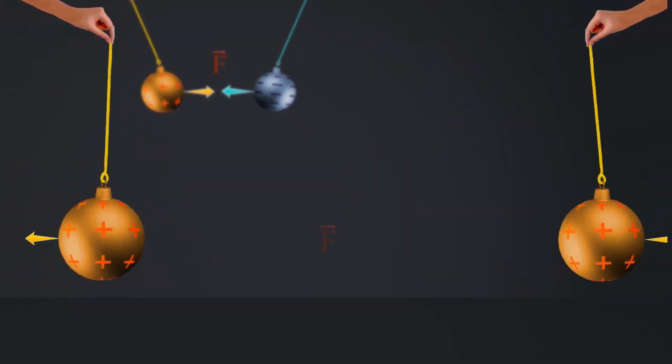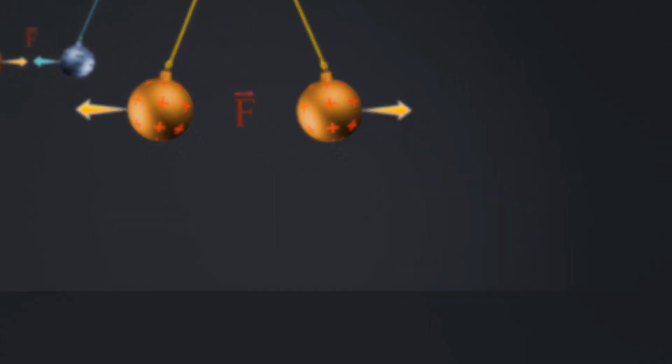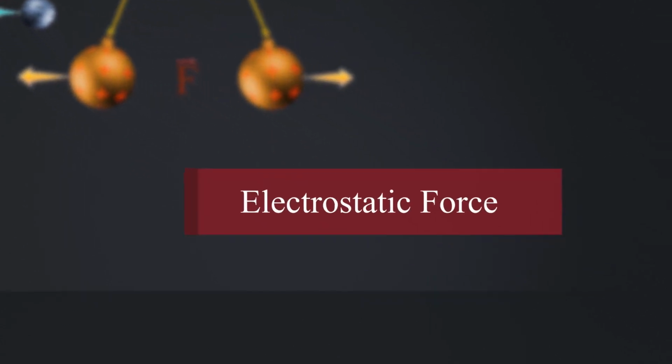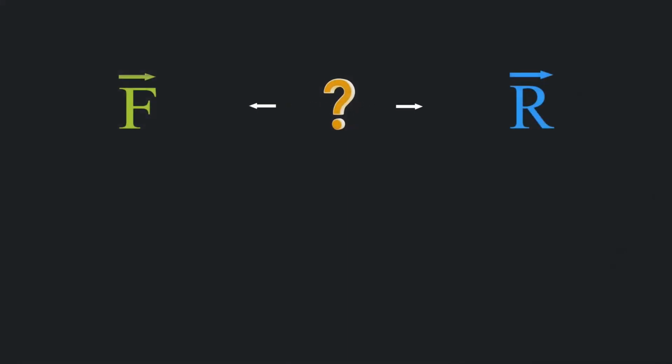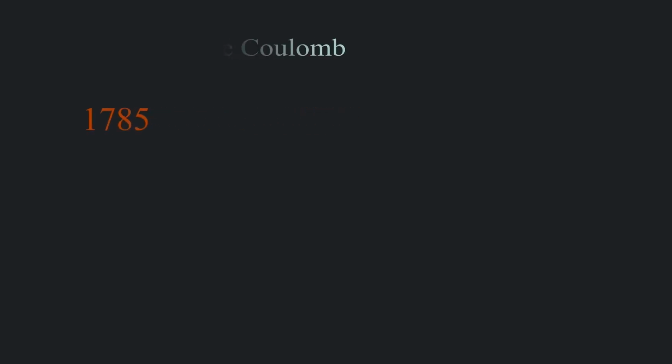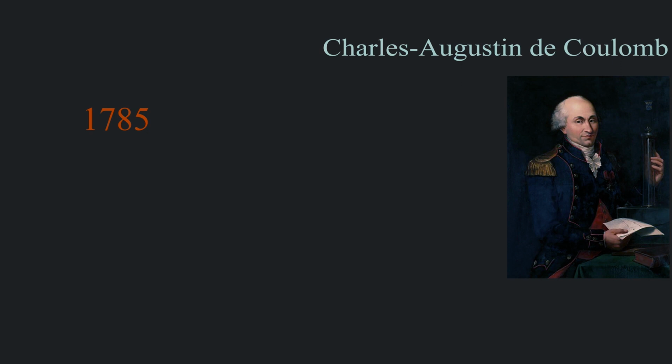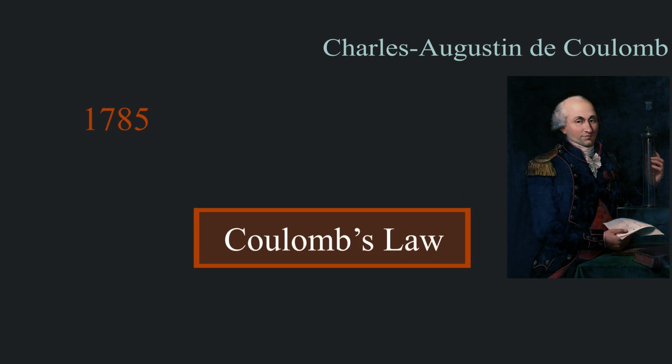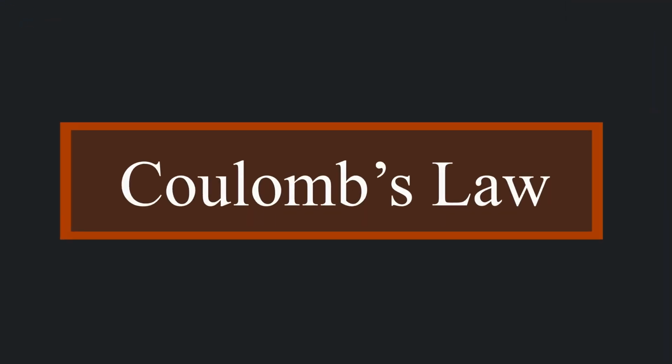When charged objects are brought closer, they feel forces, what we call electrostatic force. But the question is, how does this force change in relation to the separation between the charged objects and the amount of charge they carry? To figure it out, in 1785, French scientist Charles Augustin de Coulomb conducted a series of experiments, and based on his observations and measurements, he articulated a law which we now call Coulomb's law in his honor.